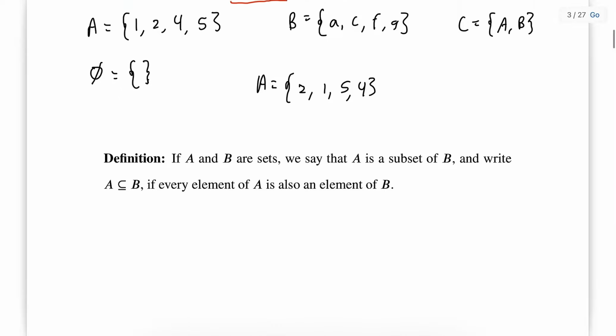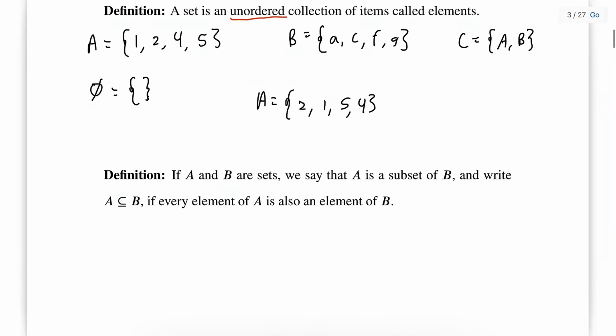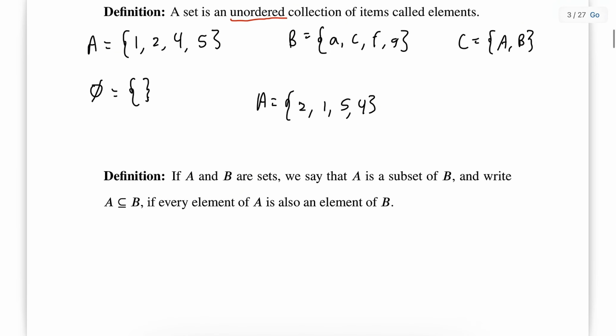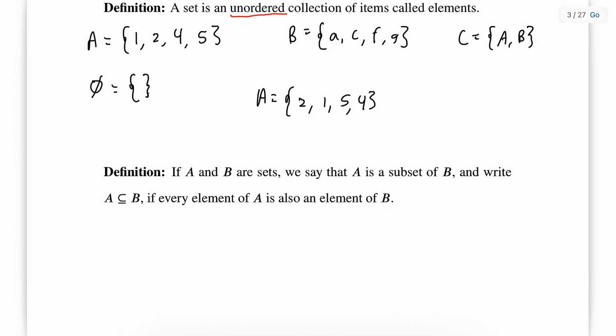And now we have the second definition. If A and B are sets, we say that A is a subset of B, and write it using this kind of curly less than or equal to symbol. That's how I like to think about it. If every element of A is also an element of B. So, for example, in our super example, A is not a subset of B.